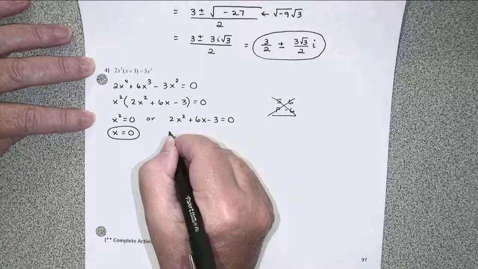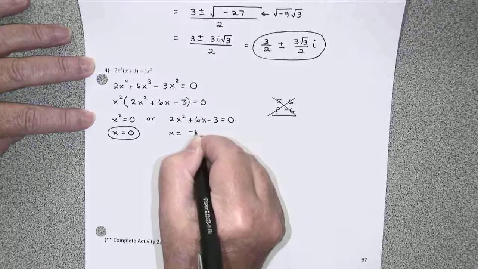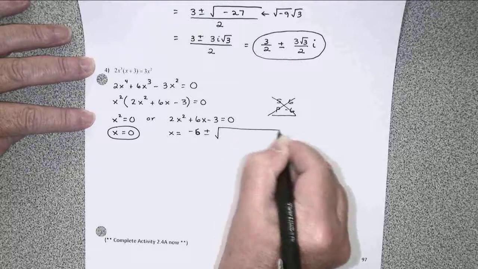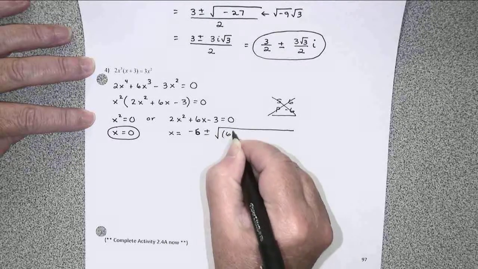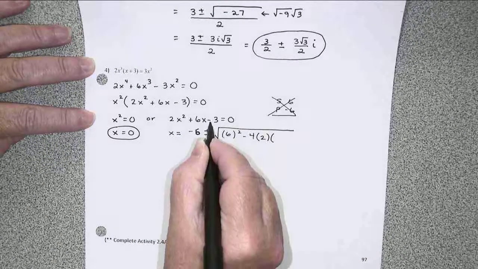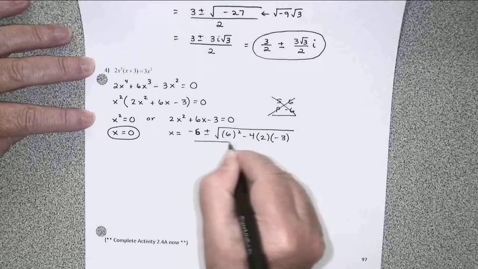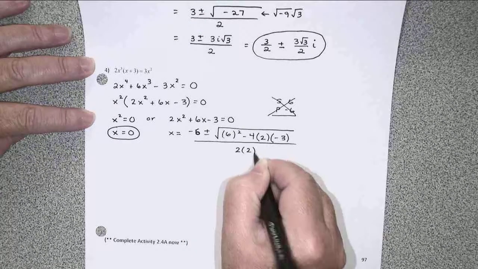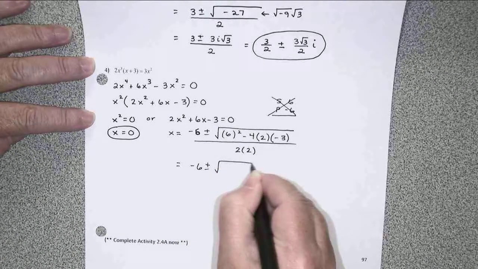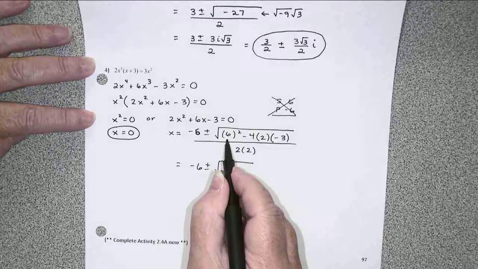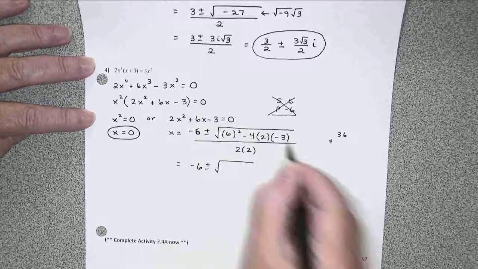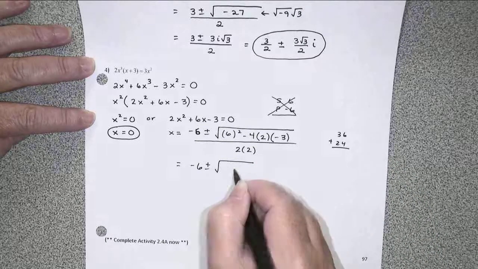So we'll go back to our quadratic formula. Minus b is negative 6, plus or minus the square root of 6 squared, minus 4 times 2 times negative 3, over 2 times 2. Under my radical, I've got 36 minus a negative, which is going to be plus. 8 times 3 is 24. Looks like I got 60 under there.